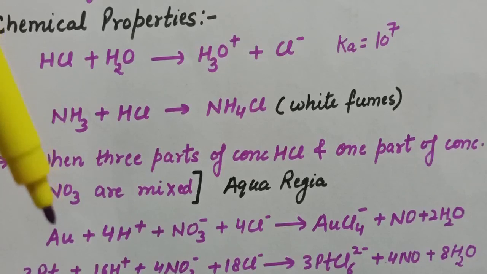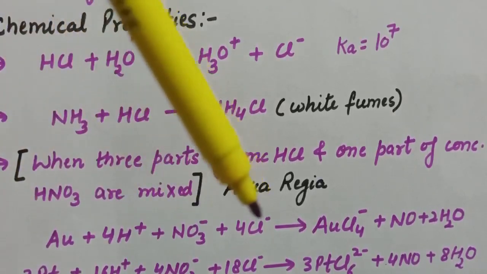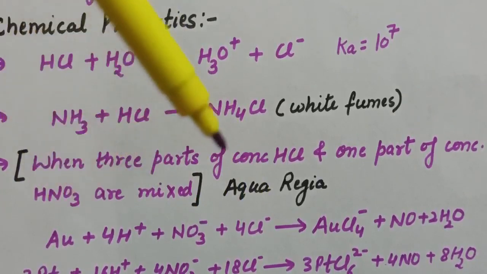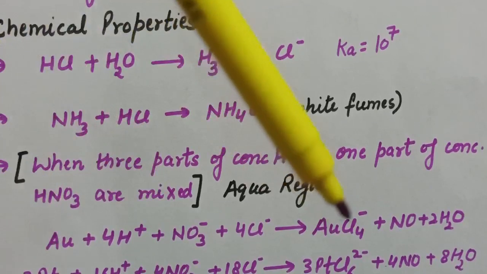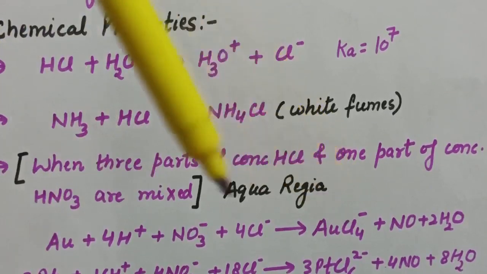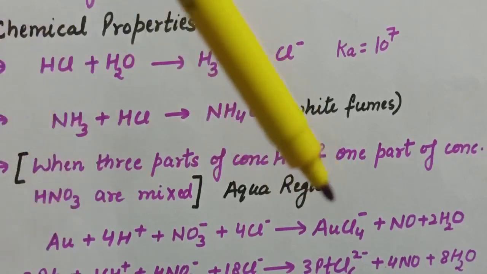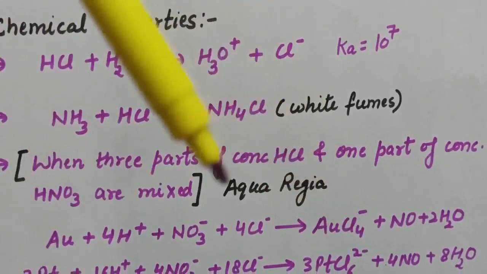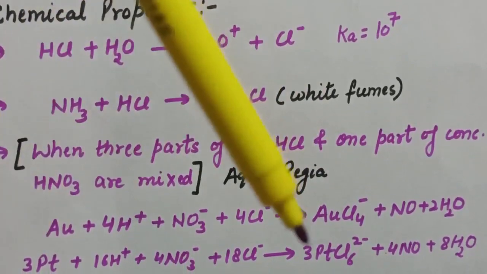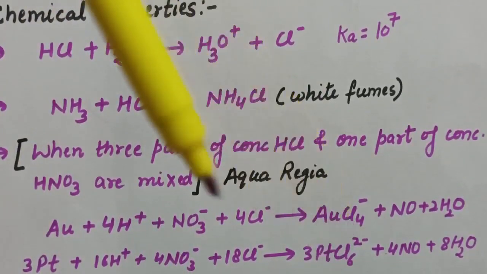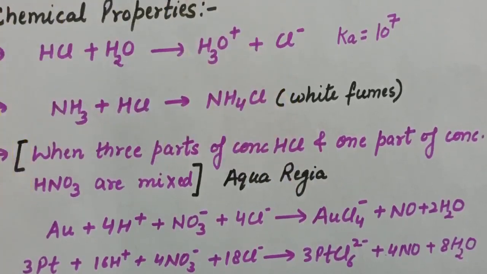This is the symbol for gold, Au, H positive, NO3 negative, Cl negative. So in the presence of concentrated HCl and HNO3, it will form AuCl4 negative. That is, this mixture is used for dissolving this gold, and this will form a soluble complex. Similarly, we have the reaction with platinum. With platinum, the complex is PtCl6 2 negative. So this mixture is used for dissolving noble metals like gold and platinum.